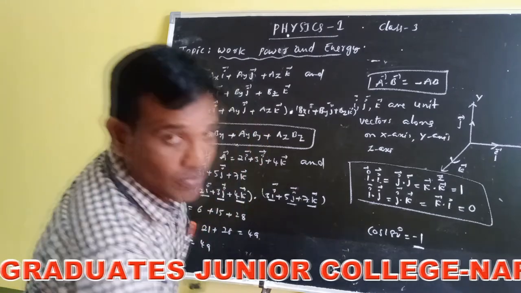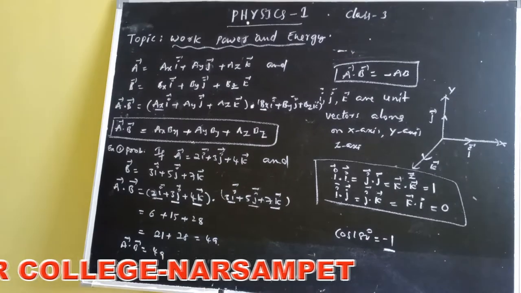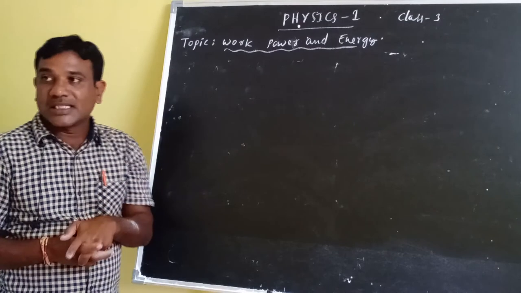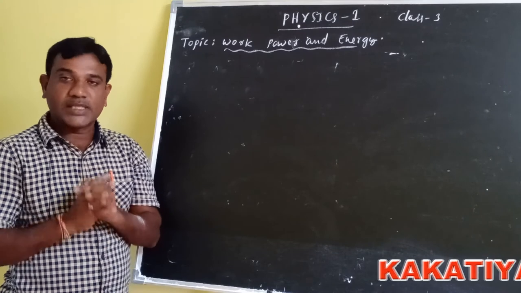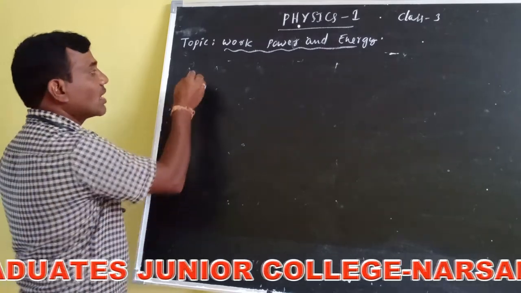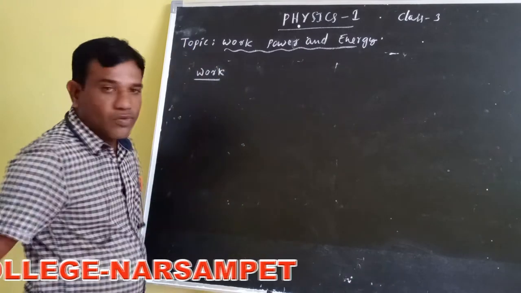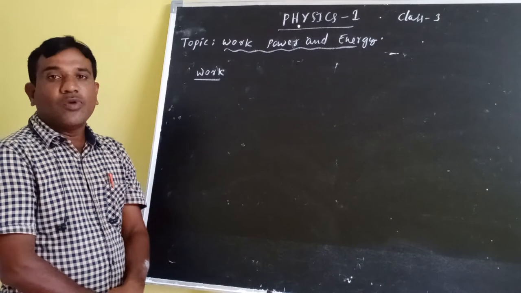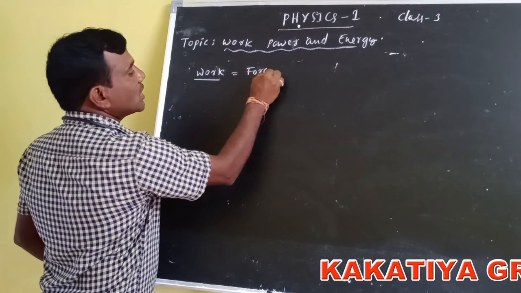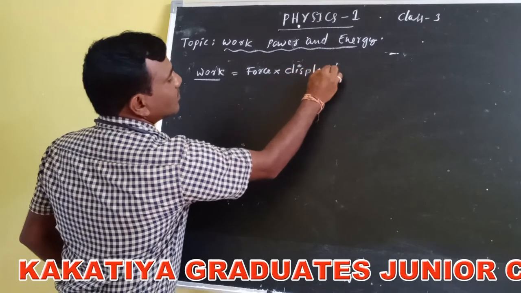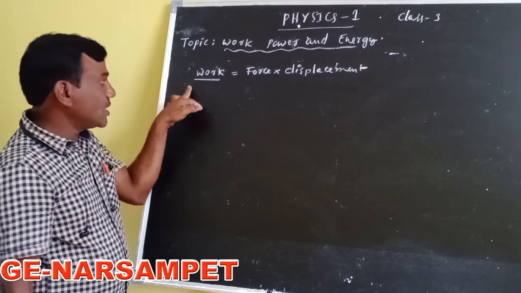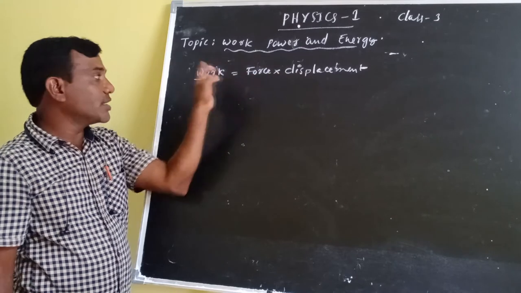Now we have already discussed the scalar product, its properties and problems. Now let us discuss an important and good example of scalar product: work. What is the meaning of work? It is an important definition. The product of the force and displacement of a body is known as work. Work is equal to force into displacement. Once again, work is a good example for scalar product.